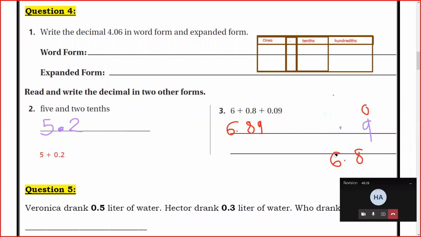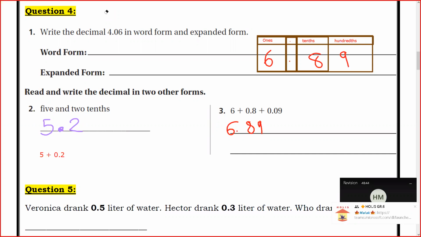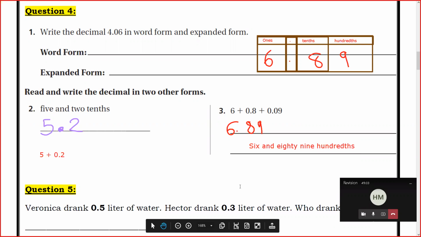Now I wrote it as a number. Now let's write it in word form. Now, this number is my number. So how can I read it? 6 and 89. And which period am I in now? Hundredths. So we're going to write 6 and 89 hundredths, right? Yes, exactly. Okay. Teacher, the period, I guess it's finished. Okay, yeah. Thank you for reminding me, Miss.